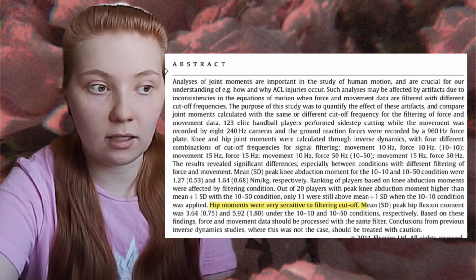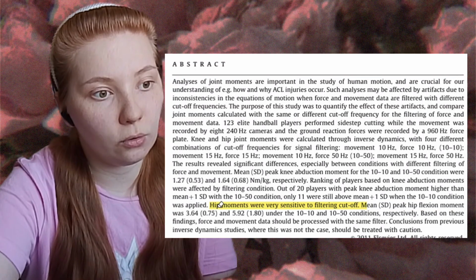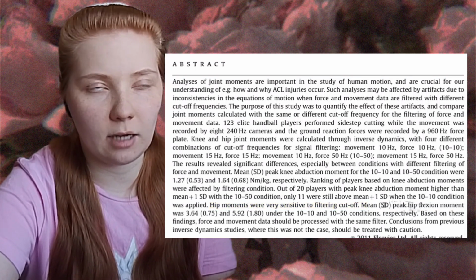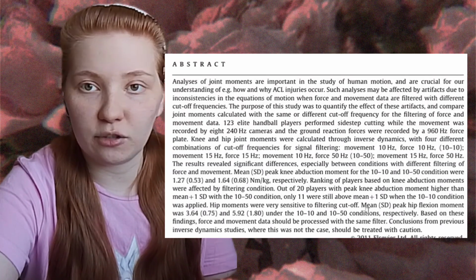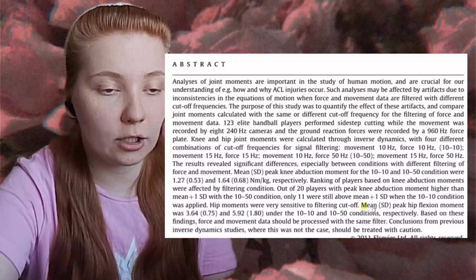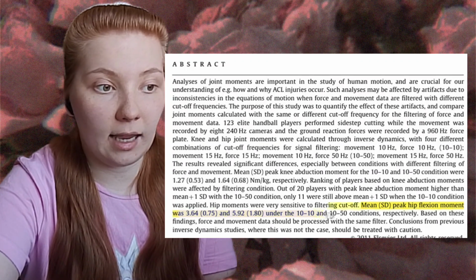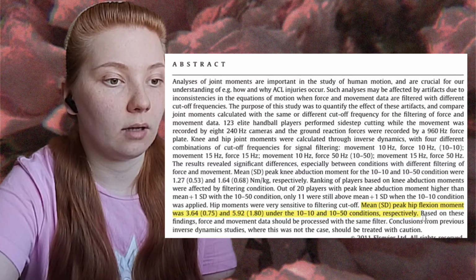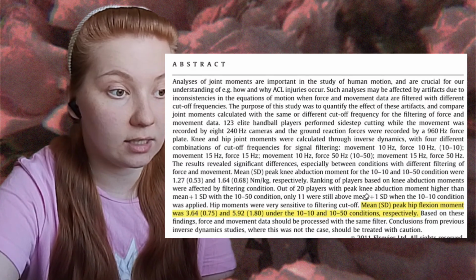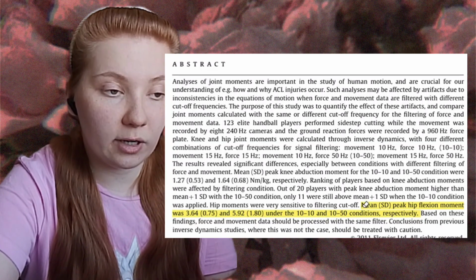Hip moments were very sensitive to filtering cutoff. Hip moments are torques at the hip joint, important for understanding proximal control during motion. Sensitivity here means even small changes in filter setting greatly affected their computed values. Mean peak hip flexion moment was reported under the 10-10 and 10-50 conditions respectively. Hip flexion moment is the torque that brings the thigh toward the chest, crucial in running and cutting mechanics.